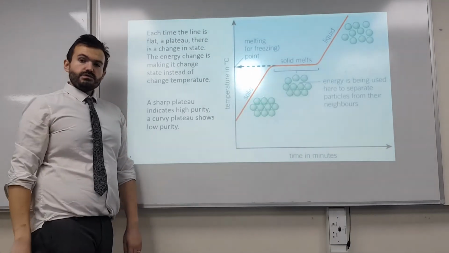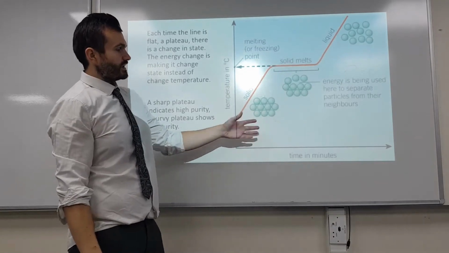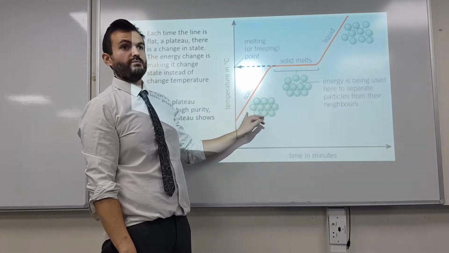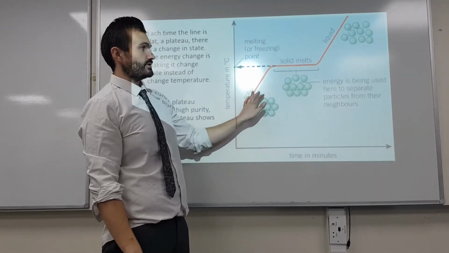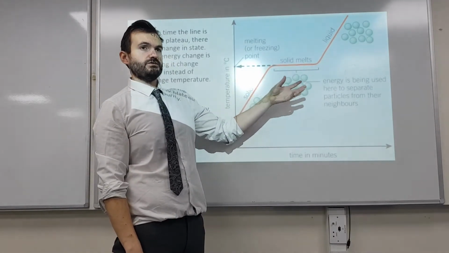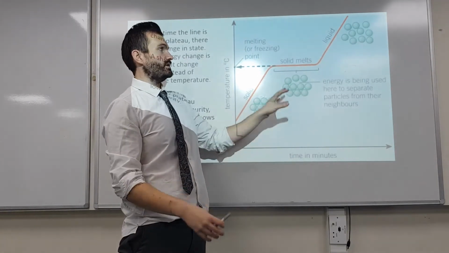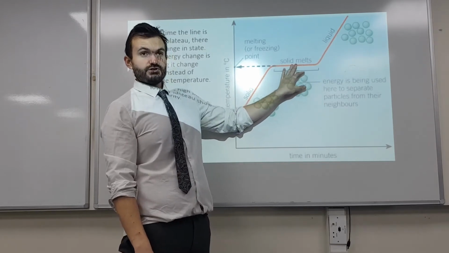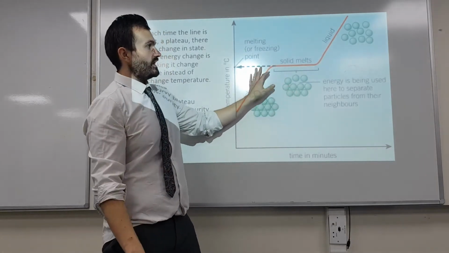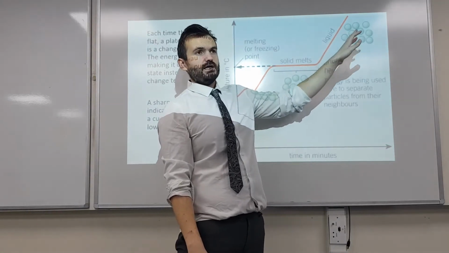So we can use a heating curve or a cooling curve. At this point we've got a heating curve, so the solid is together. As we heat up our solid, the particles vibrate more and more. This is why the temperature increases. At a certain point, the energy we put in no longer makes the particles vibrate more, it makes them move further apart. As they move further apart, that is melting. So as it melts, we do not get a temperature change because the particles aren't moving any faster, they're separating. Then once they've all separated, they can start to move faster and faster as a liquid.